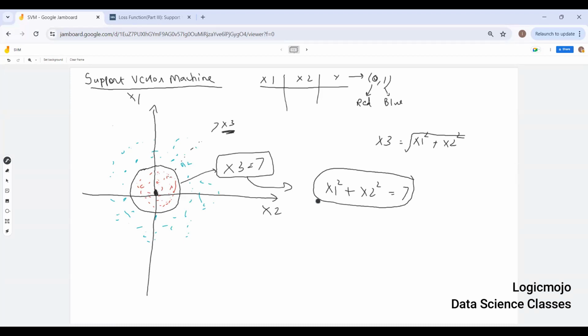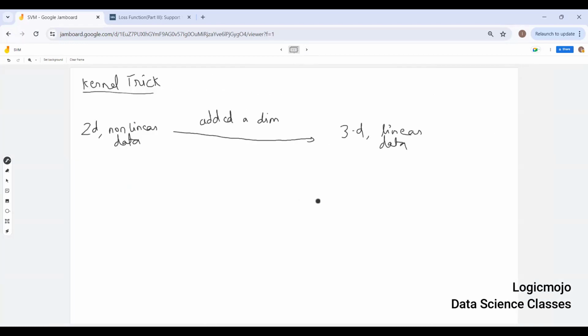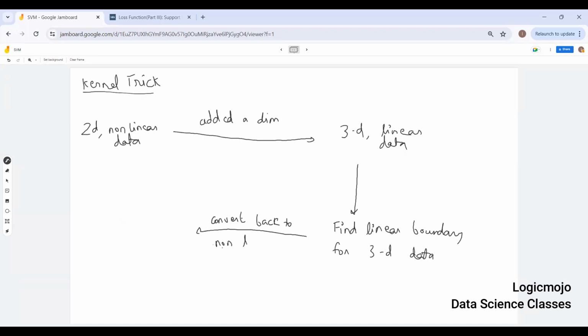And we can see that we have found a nonlinear boundary. So we added a third dimension to make the data linear, found the linear boundary for 3D data, and converted back to a nonlinear boundary for 2D data. So this is the process. We have x1, x2. We created x3. We found the boundary, which was x3 equal to 7, and we converted it back to the 2D nonlinear boundary, which is x1 square plus x2 square equal to 49.